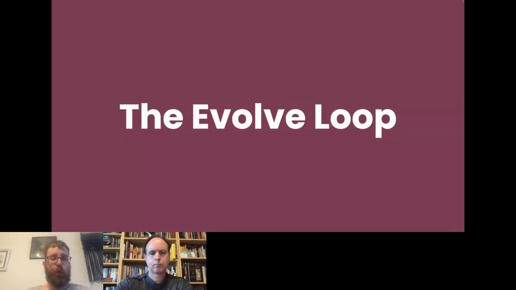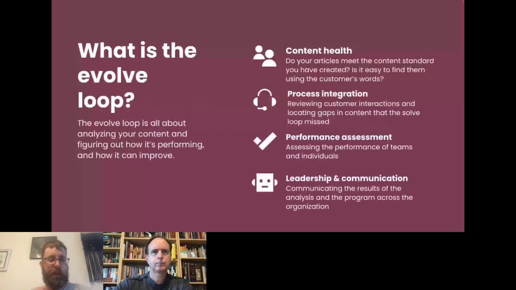And the evolve loop is a lot more of a reflective thing. It's not done in the moment. A lot of times it helps bail us out for the things that the solve loop misses. So if you can go ahead to the next slide. It's all about analyzing your content, figuring out how it's performing and how it can improve. A lot of people think of KCS as just the solve loop, but the evolve loop is really such a huge part of what our team does.